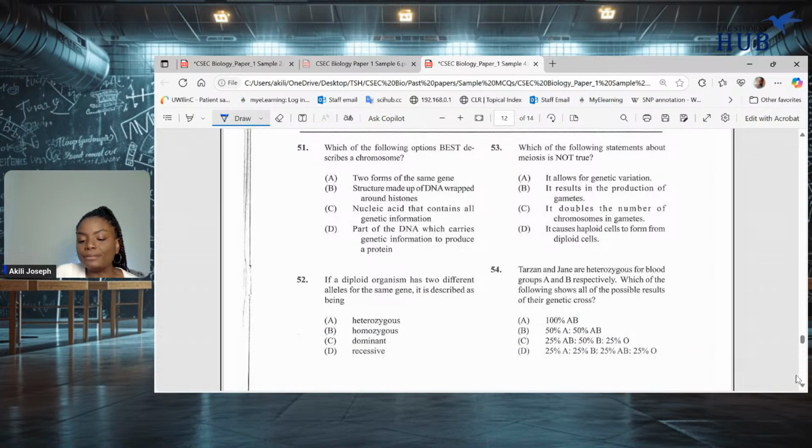51. Which of the following options best describes a chromosome? Is it two forms of the same gene, a structure made up of DNA wrapped around histone proteins, a nucleic acid that contains all the genetic information, or part of the DNA which carries genetic information to produce a protein?